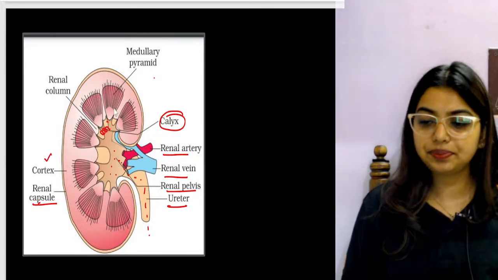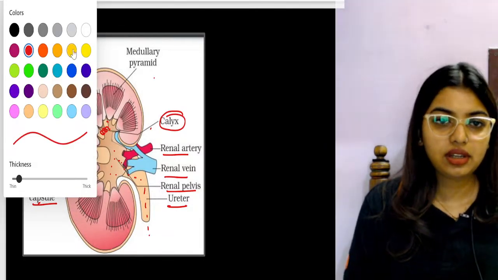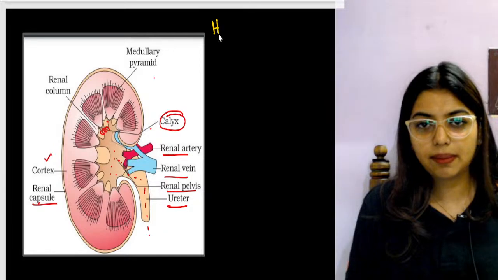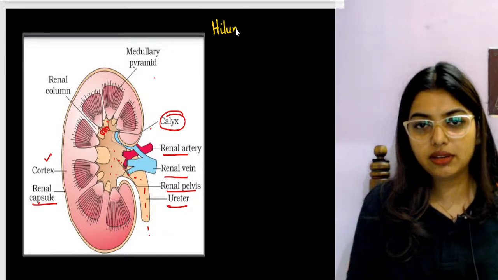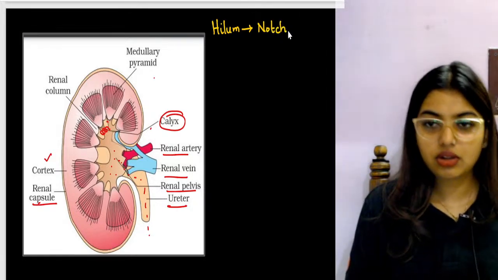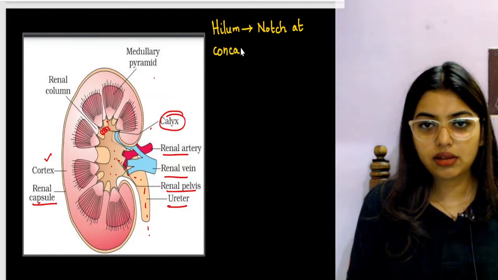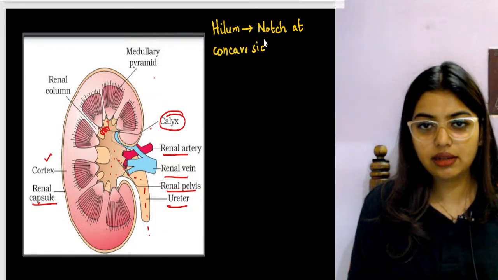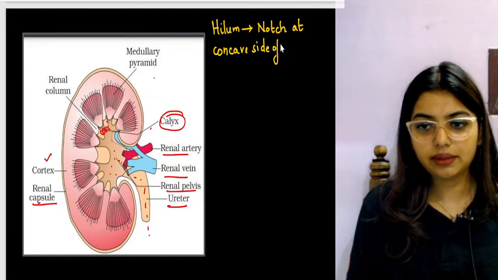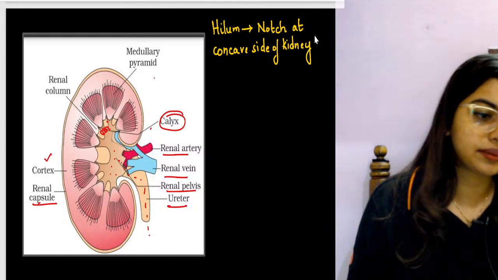Clear this diagram? So if you want, I'll write the definitions in the flashcard here, so you can use this later, or you can write it now only. Hilum is a notch. Present on what surface? Present on the concave side of the kidney.